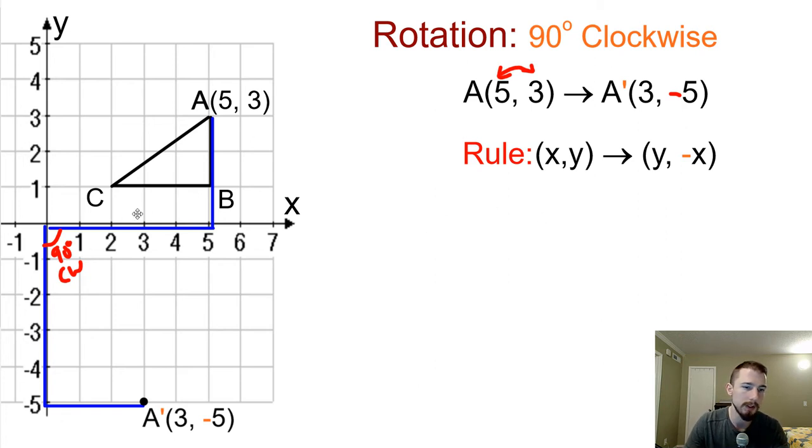So if we apply the same rule to C, which is at 2 and 1, 2 and 1 turns into 1 and negative 2. So 1 and negative 2 would be this point right here. And sure enough, it is.